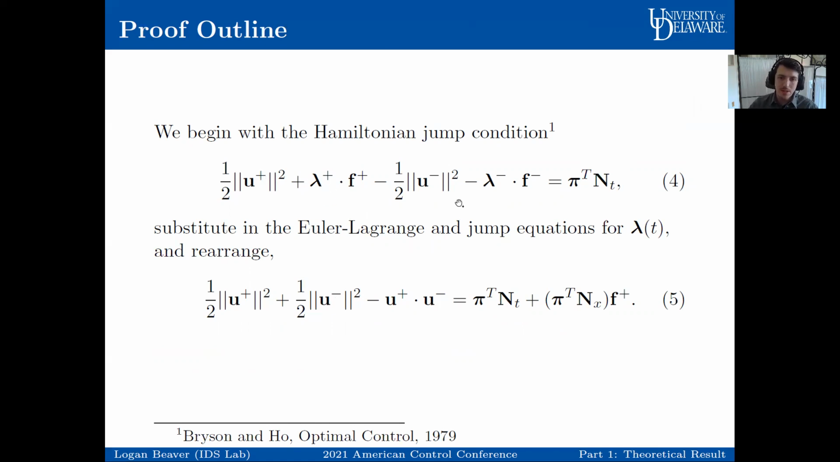We also have these lambdas. These are our co-states or our covectors or our influence functions, whatever you'd like to call them. And then we have f. These are our integrator dynamics. And on the right-hand side here, we've got this pi transpose. This is just a vector of constants. And we have this N subscript t. N is the vector of tangency conditions.